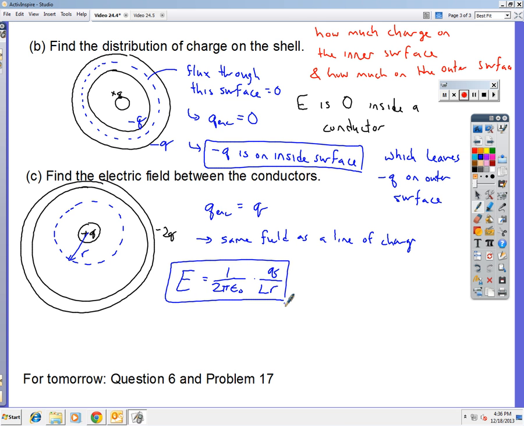And that field is going to point outward like that. And then those field lines end on the negative charge on the inside surface, and there are other field lines outside pointing radially inward that end on the negative charge on the outside surface.